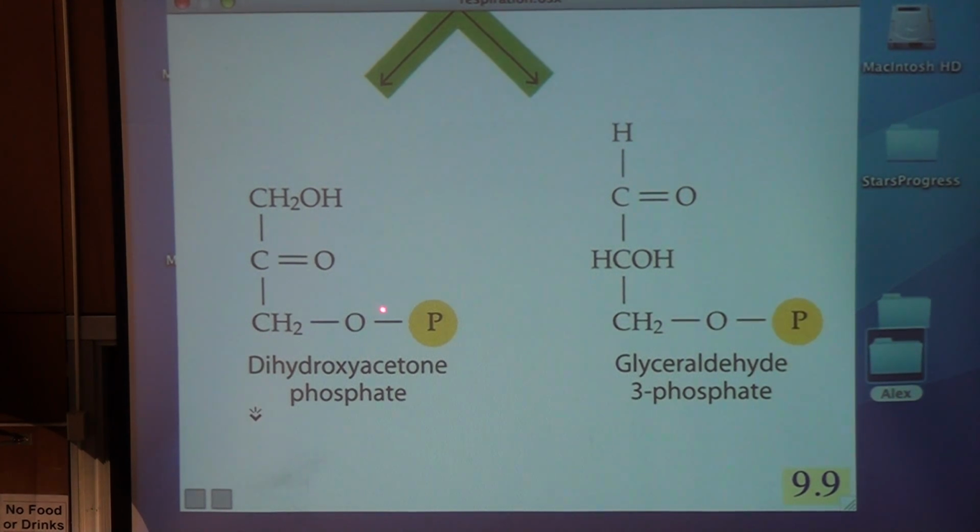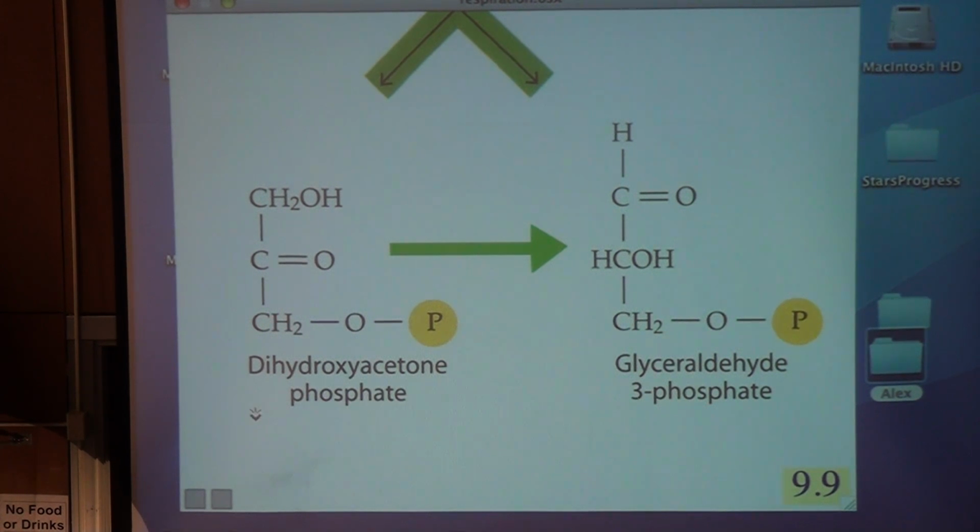Now there's an enzyme not shown on this diagram that takes the dihydroxyacetone phosphate and converts it into pGal. And so what you end up with is actually 2 molecules of pGal at this step. There's that enzyme if it was in the diagram.